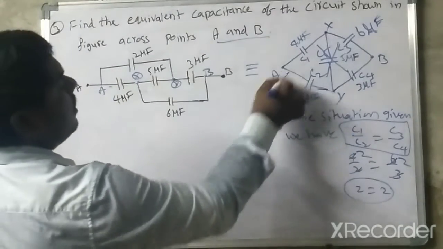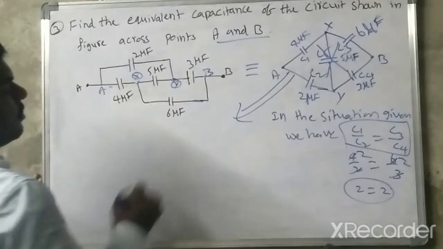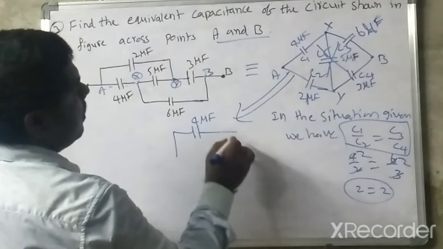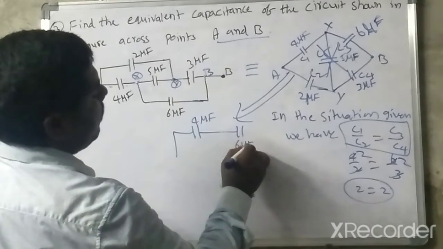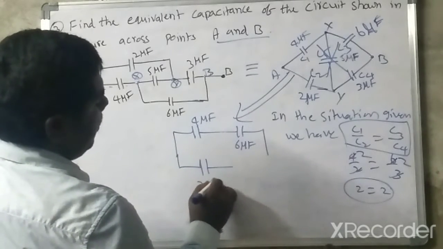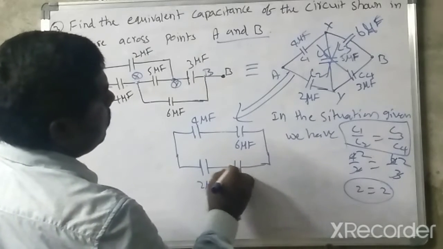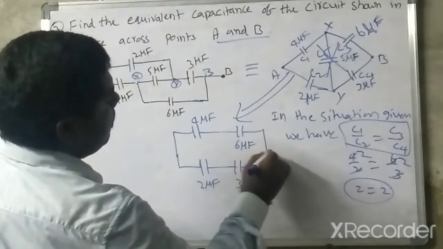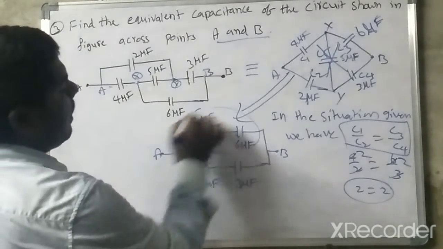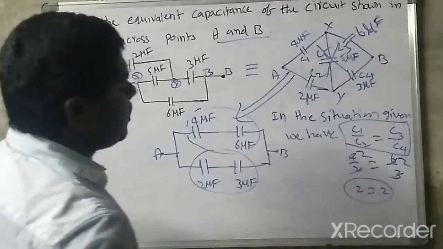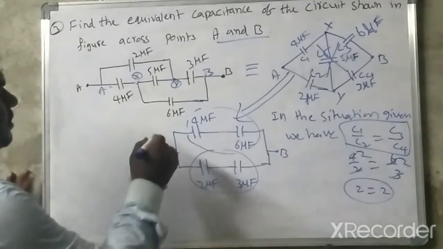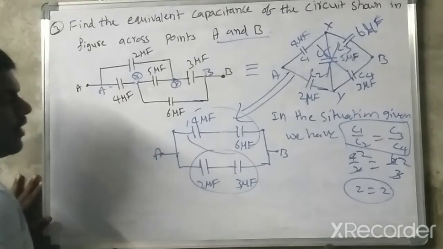So you may draw the circuit again here. Here the 4 microfarad and here the 6 microfarad, and here a connection. So 2 microfarad, here one more connection. Now 3 microfarad. This point is B, this point is A. Now these two are in series connection, these two are in series connection. So then this results in a parallel connection. So first of all, I am going to find this one.